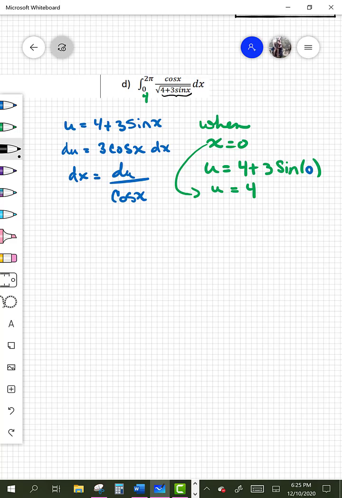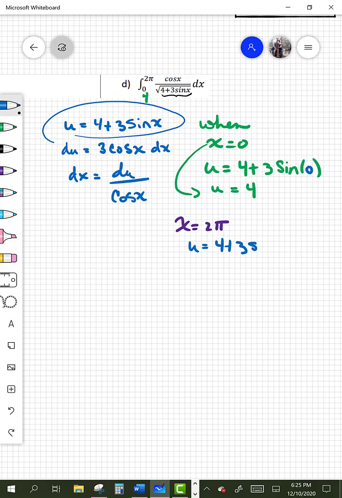Now we want to go back in and see what's happening when x is equal to 2 pi. And we want to find u, so going back in and plugging it into what we had chosen u to be, we get u is equal to 4 plus 3 times sine of, plugging in 2 pi for x. Well, sine of 2 pi is the same thing as sine of 0. And so we get back that u is equal to 4.